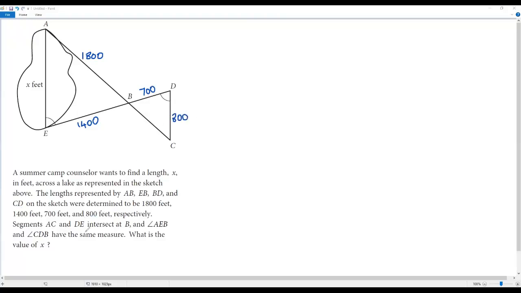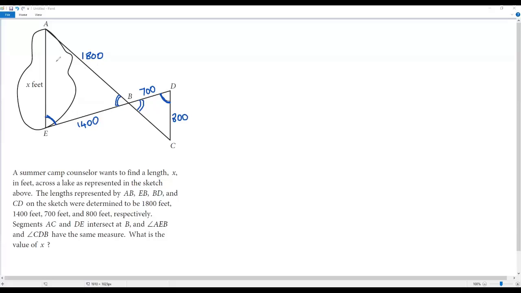Okay, segments AC and DE intersect at B, and the angle measure AEB and the angle measure CDB have the same measure, that is, the angle measure over here and the angle measure over here are equal. So we have to find the value of x. And also one more thing I can notice over here, the angle measure over here and the angle measure over here are equal because these two are vertically opposite angles.